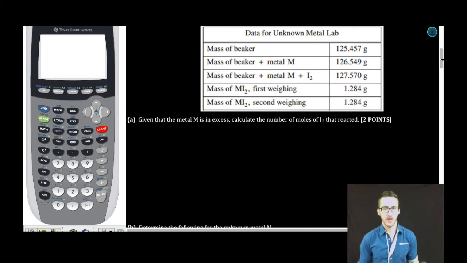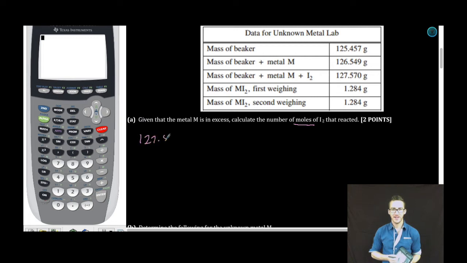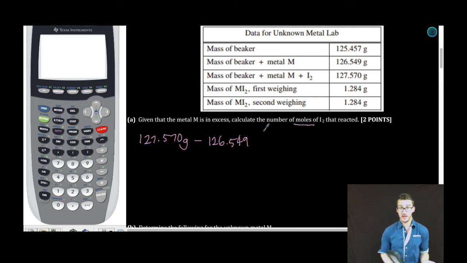Part A says, given that the metal M is in excess, calculate the number of moles of I2 that reacted. Okay, so we're looking for number of moles. We are given mass values here in our data table. I'm going to start with the mass of the beaker, metal, and iodine, which is 127.570 grams. I'm going to subtract from that the mass of the beaker and the metal, so minus 126.549.